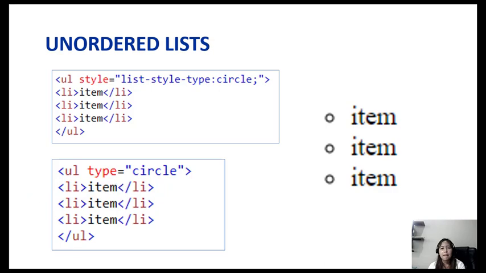So another way that you can do it is, instead of using style, which, as mentioned, is already an introductory course to your CSS, you can also use type. So type is equal to circle, okay, or type is equal to square, or type is equal to disk. Okay, so you might want to try that out.